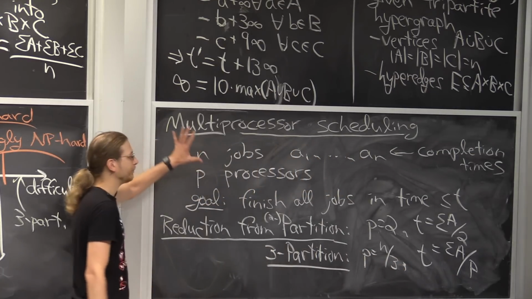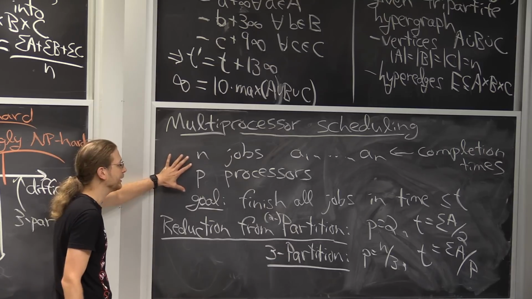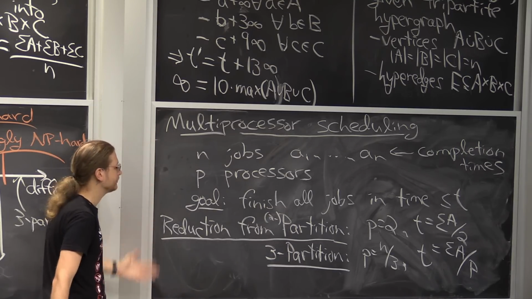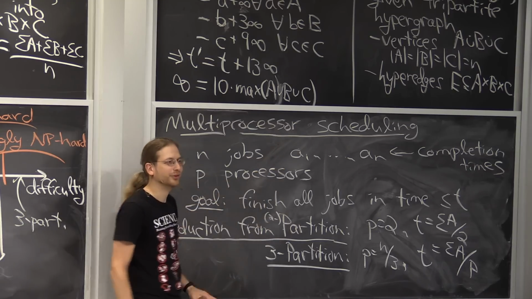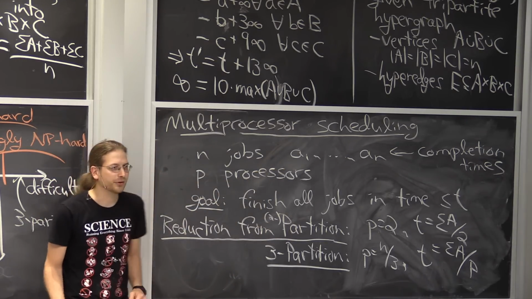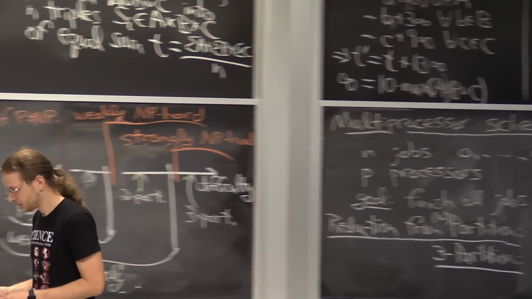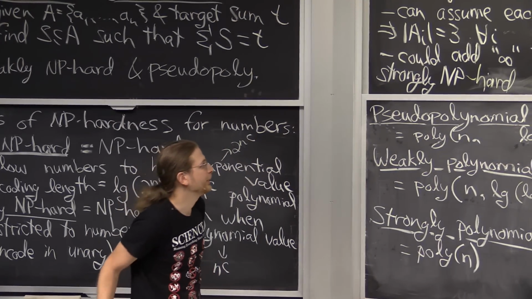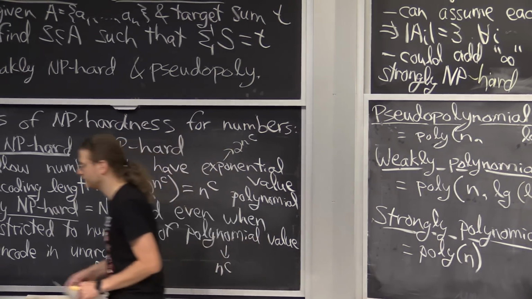Okay, this problem comes from the paper that introduces three-partition, which is by Garey and Johnson, same people who wrote the book. I mean, this basically is three-partition. That's why they cared about it, but here's a practical motivation for it. Cool. Let's do something more interesting. And I'm going to want a projector.